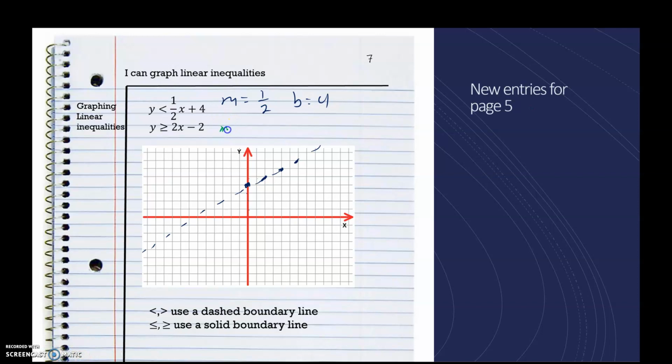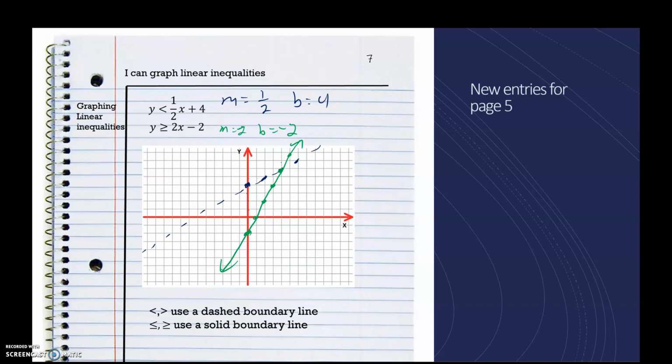This one's got a slope of a positive 2 and a y-intercept of a negative 2. So it starts down here at negative 2, and it's going to go up 2, right 1, up 2, right 1, up 2, right 1. And this one is a solid line. And anytime two lines cross, you're going to get 4 different little areas.